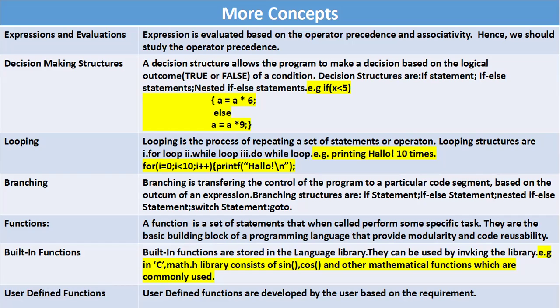Now, C has two types of functions, built-in functions and user-defined functions. Built-in functions are stored in the language library. In C, we call them header files. So by invoking these header files, we can use these functions. For example, in C, we have a header file called math.h. By invoking this math.h, we can use the mathematical and trigonometric functions, sine, cos, tan.